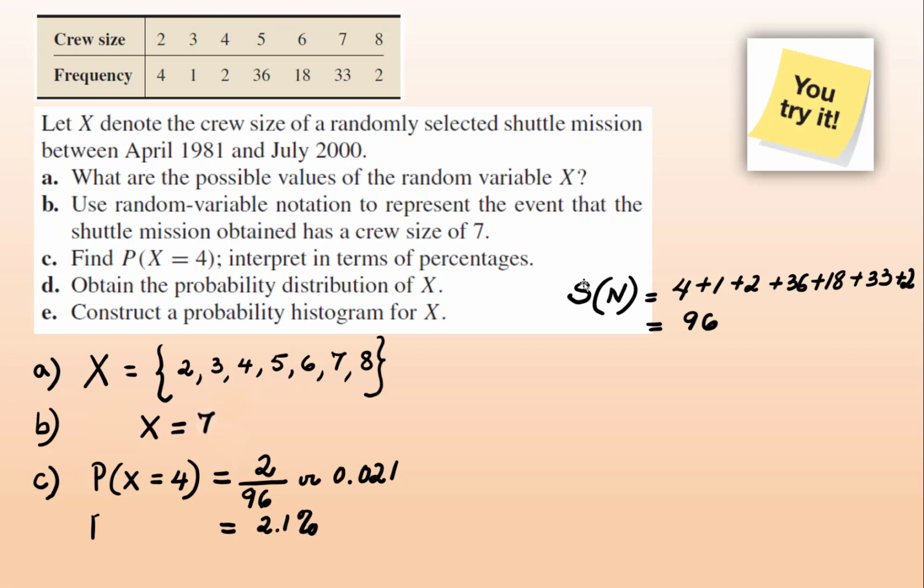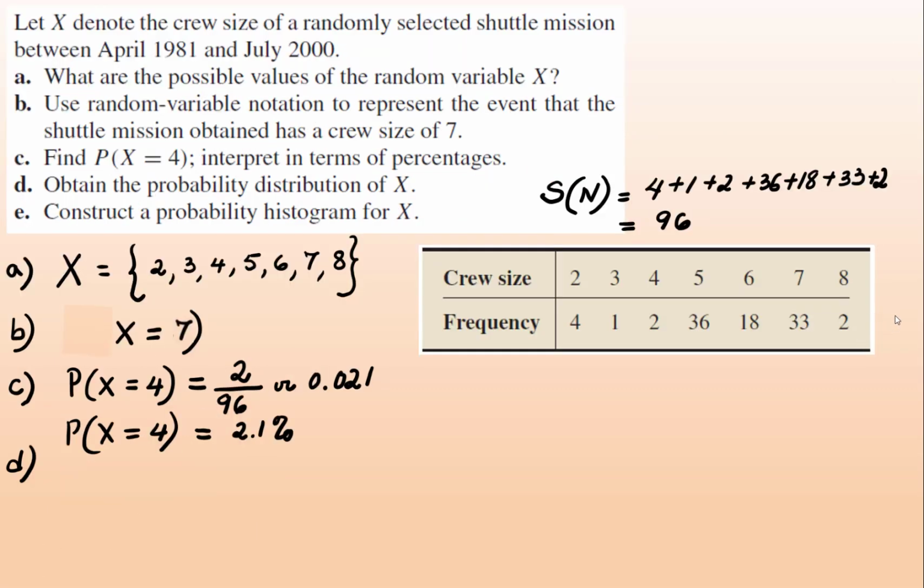Now, we need to obtain the probability distribution of x. For the probability distribution of x, let's use the total frequency, which is the sample space, 96. And then we have to calculate P of each value of the random variable separately.